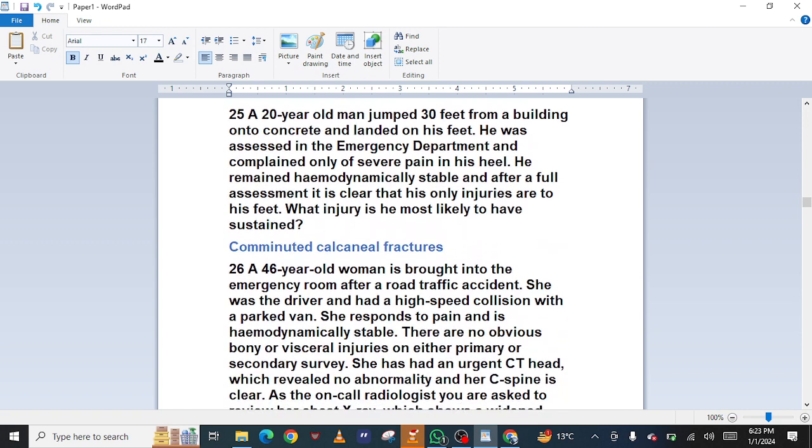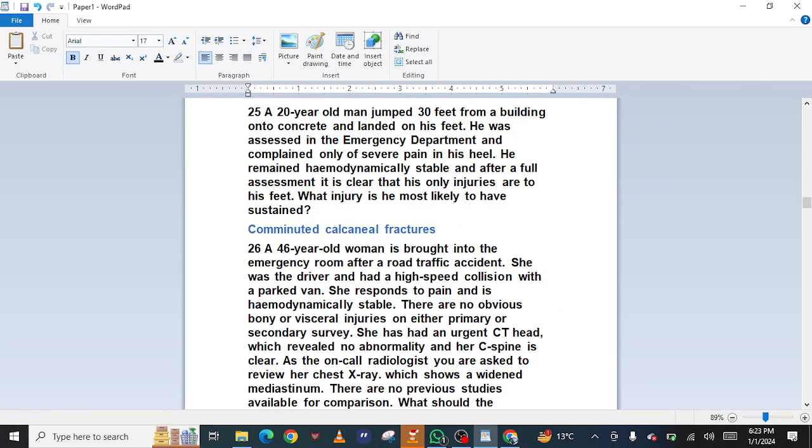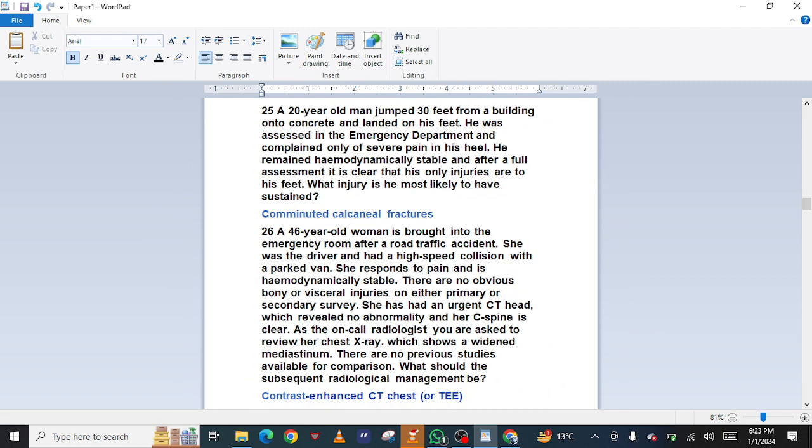25. A 20-year-old man jumped 30 feet from a building onto concrete and landed on his feet. He was assessed in the emergency department and complained only of severe pain in his feet. He remained hemodynamically stable, and after a full assessment it is clear that his only injuries are to his feet. What injury is he most likely to have sustained? Comminuted calcaneal fractures.